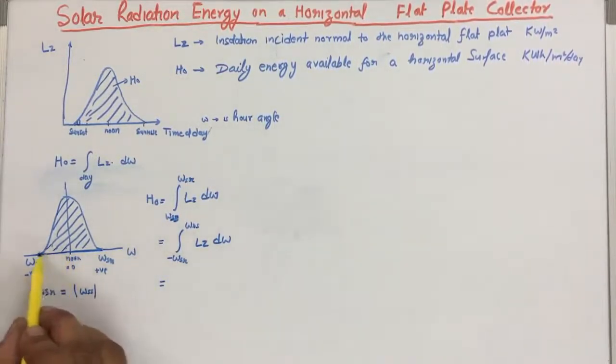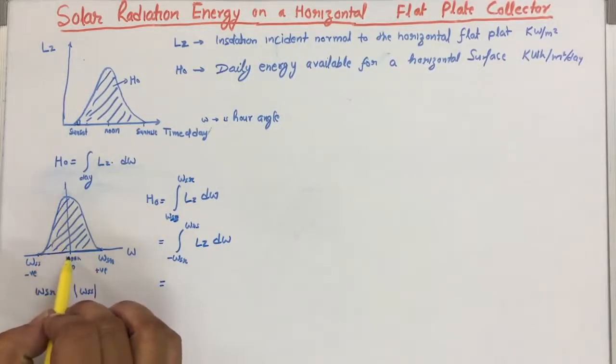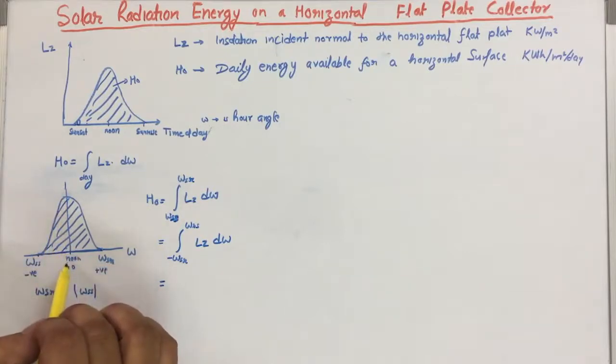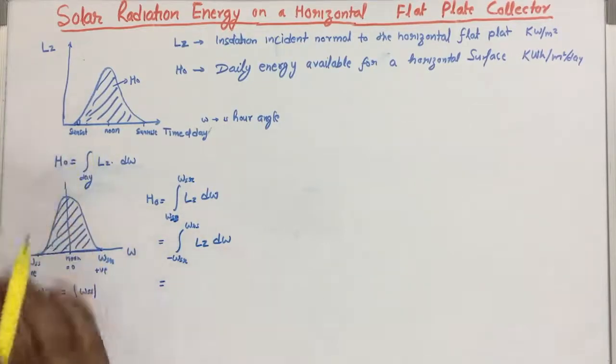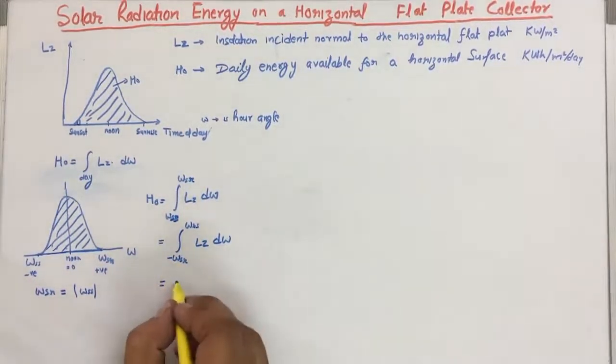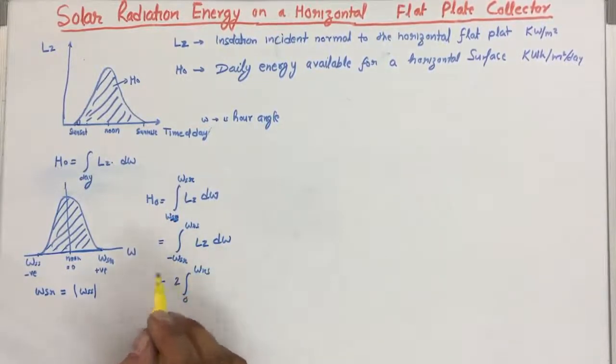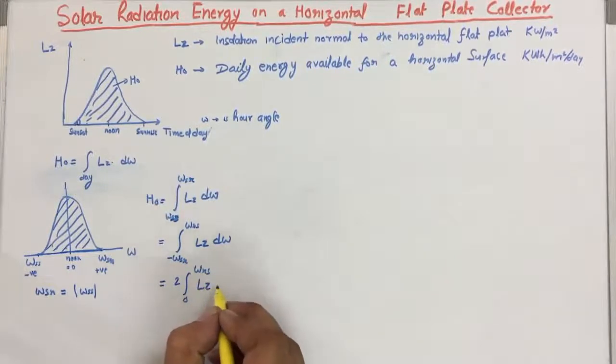Further, since this is symmetric, this is the symmetrical axis, and this portion is almost completely symmetrical, this limit can be transformed into 0 to omega RS. We can place this 2 here, with LZ.